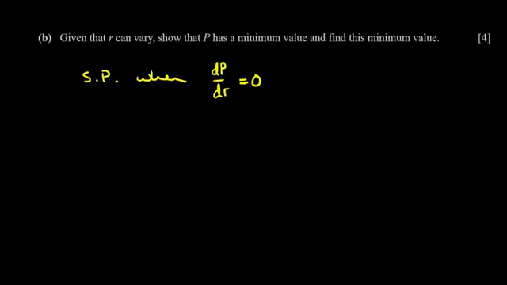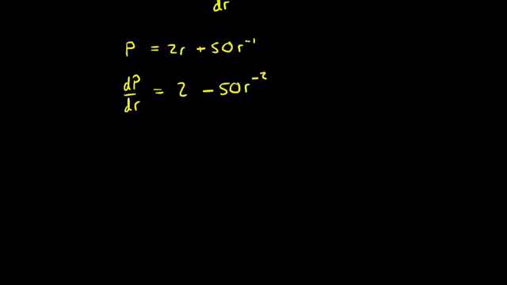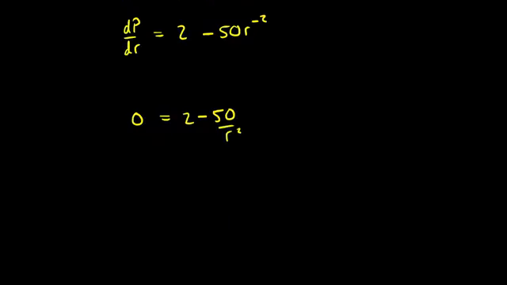So we're going to rewrite it, first of all, as p is equal to 2r plus 50 r to the power of negative 1. We're going to put it in indices form. So I'm going to differentiate this, dp dr, and I get 2 minus 50r to the power of negative 2. And as we said, we've got a stationary point when dp dr is 0, so I'm going to set this equal to 0 here. 0 is equal to 2 minus 50 upon r squared, right? I've converted back from indices form because now I need to solve.